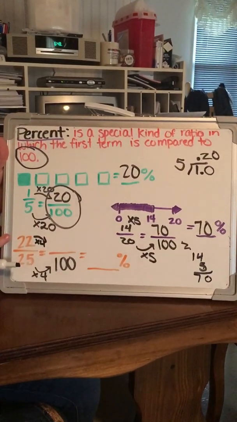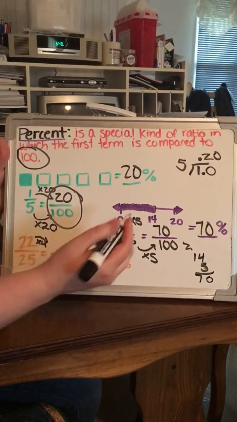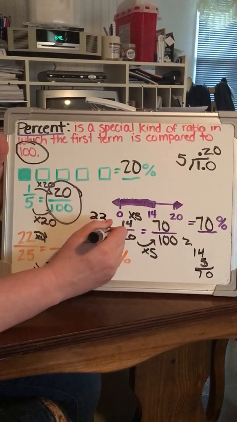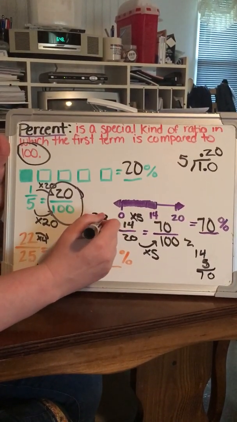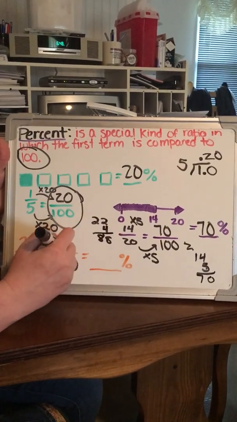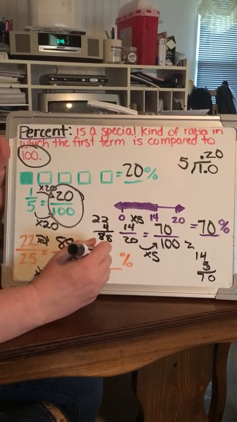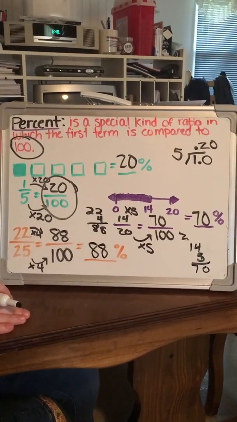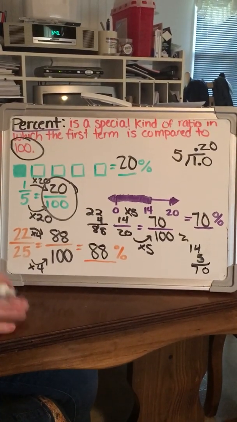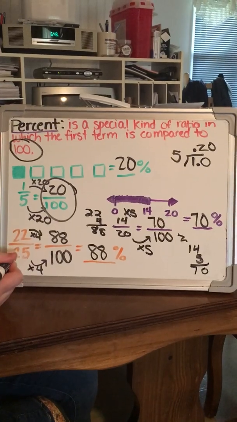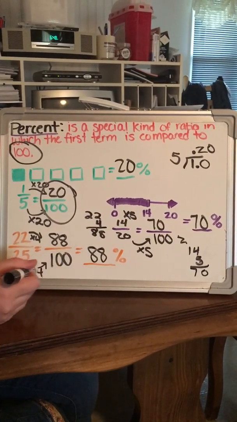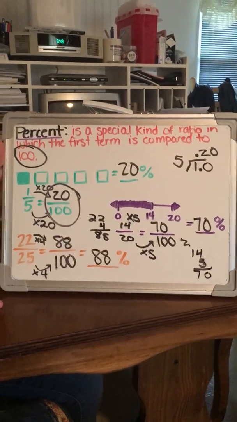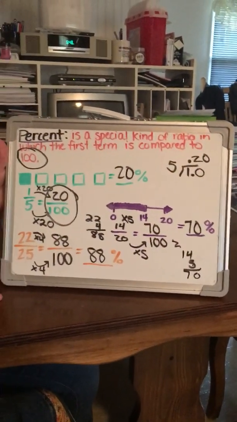What's 22 times 4? Well, we can do that over here. 22 times 4. 2 times 4 is 8. 4 times 2 is 8. Our answer is 88 out of 100, or 88%. So that's just a little bit about percents. Remember, you can always divide the numerator by the denominator, or you can find an equivalent fraction by making sure that your fraction is out of 100.